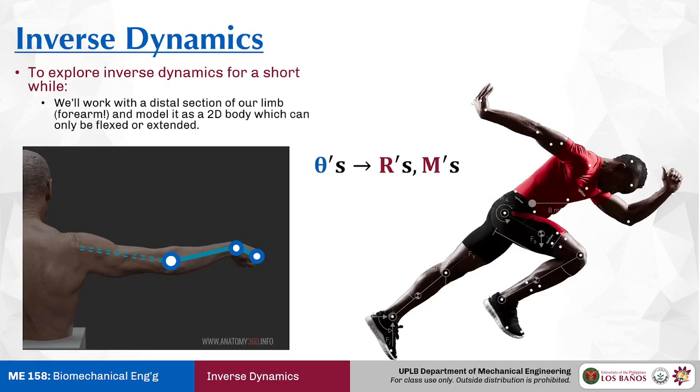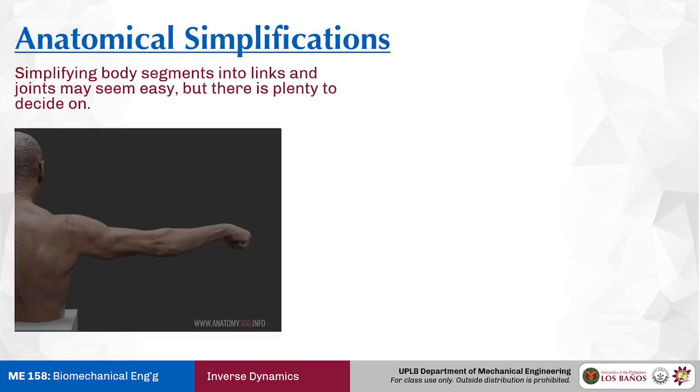And also we'll be making assumptions that things will be evaluated as if they are just flexing and extending. So, even though you can do other motions with your arm, we'll evaluate our arm as if it can only flex or extend. So, you see what will happen.